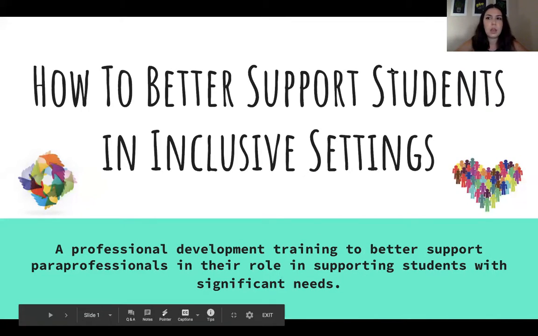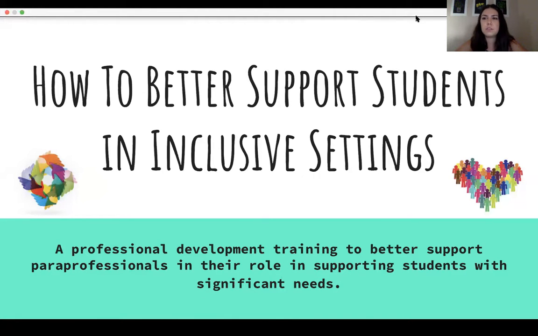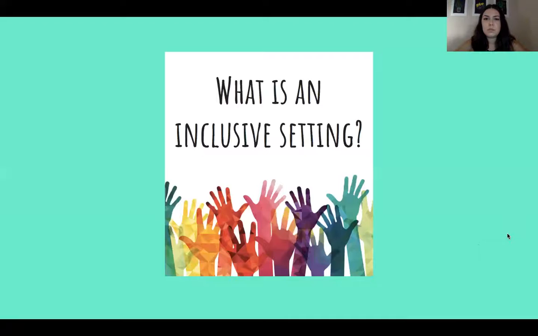So I'm going to be going through this training just to share it with you, not necessarily as if you were the one receiving it as a para, but the title is How to Better Support Students in Inclusive Settings. So I felt that it was important to define what an inclusive setting is from the get-go. I think a lot of times people get inclusion and mainstreaming mixed up and don't have a good idea of what inclusion really is. So I felt that it was important to define that from the beginning.